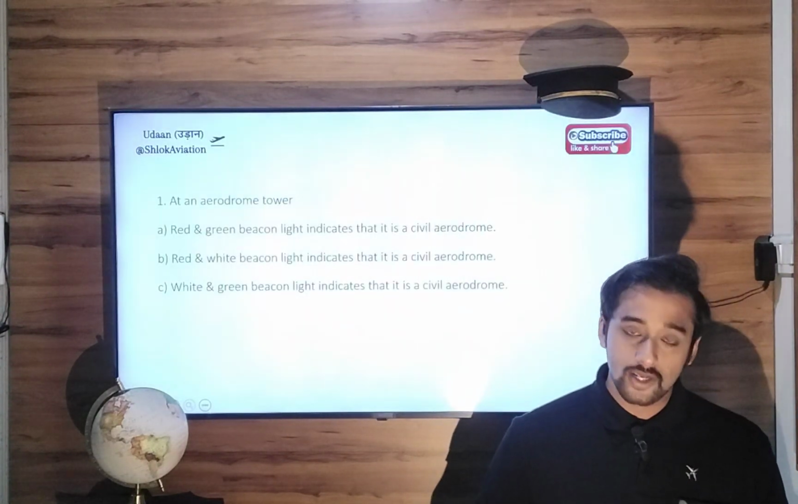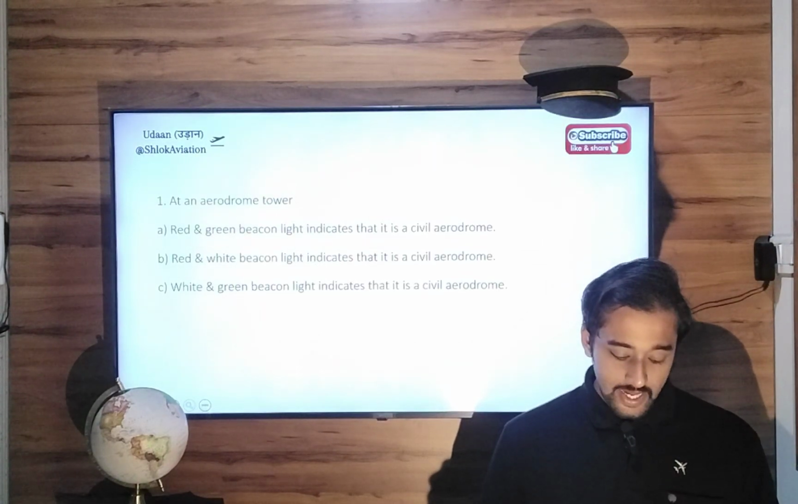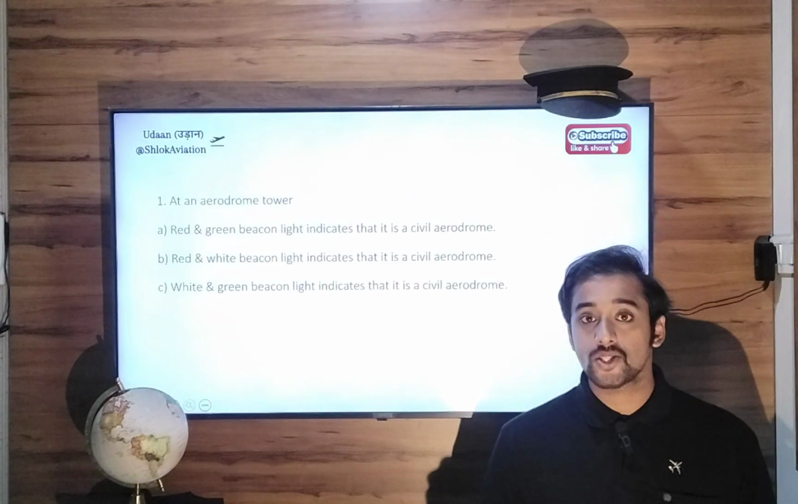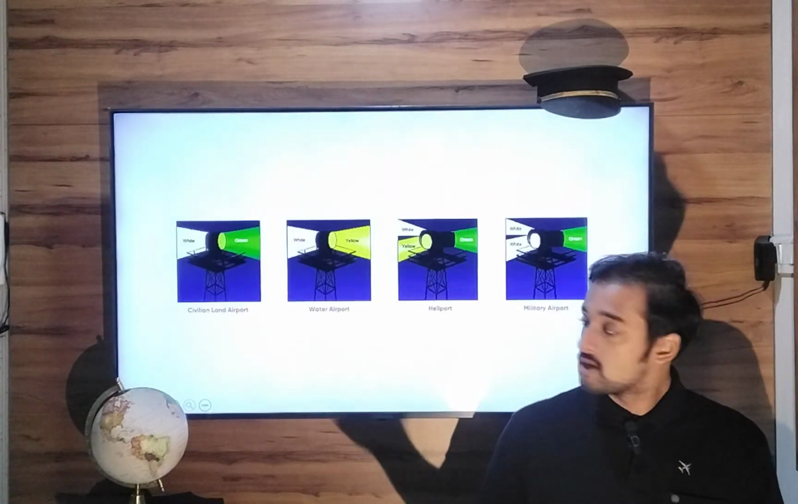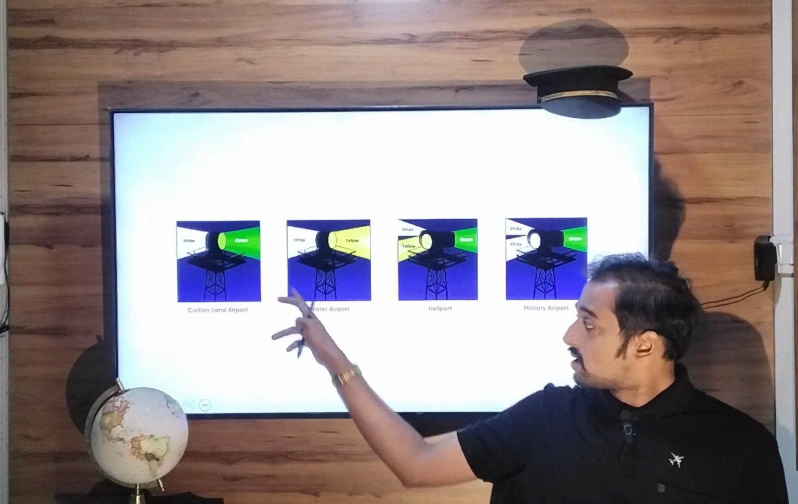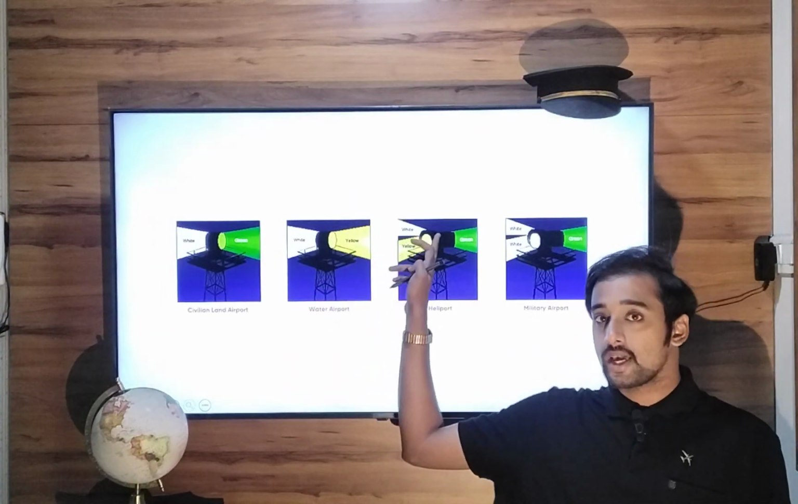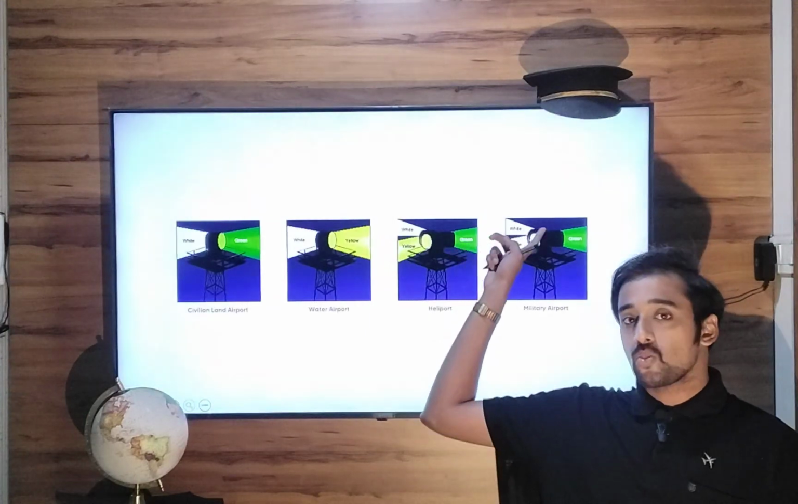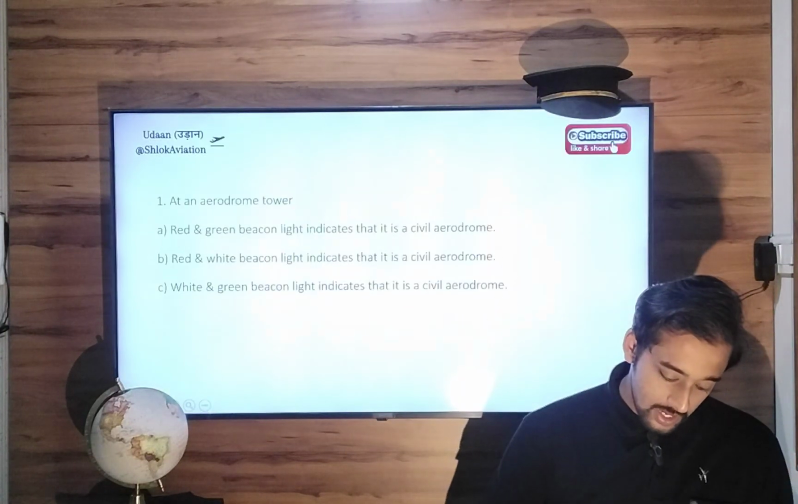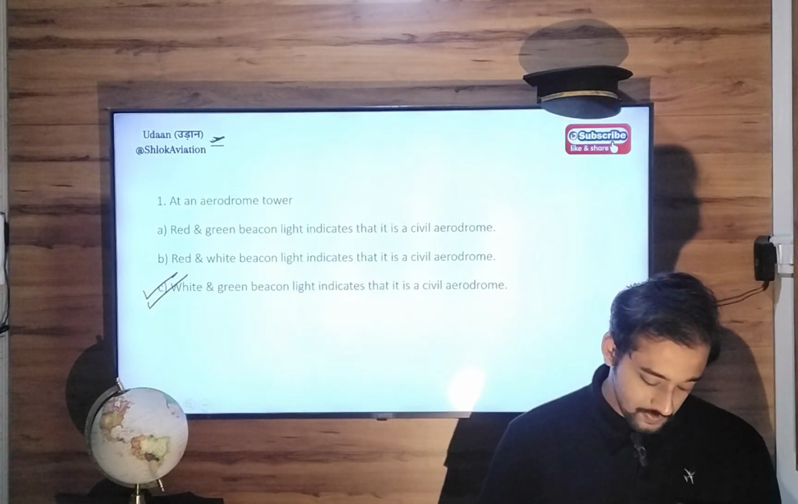At an aerodrome tower, red and green beacon light indicates that it is a civil aerodrome. Red and white light indicates it's a civil aerodrome. White and green light indicates that it is a civil aerodrome. Very important question. So civil aerodromes are identified by white and green beacon. Water airport, white, yellow. Heliport, white, yellow, green. Military airport, 2 whites, 1 green. So the correct option will be option C. White and green beacon light indicates a civil aerodrome.